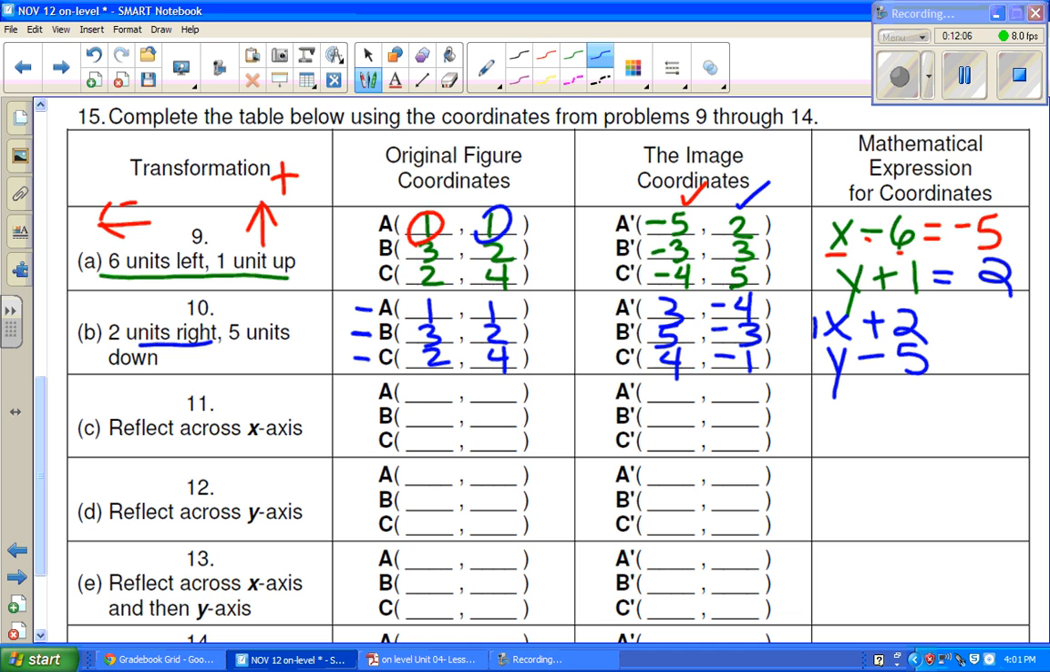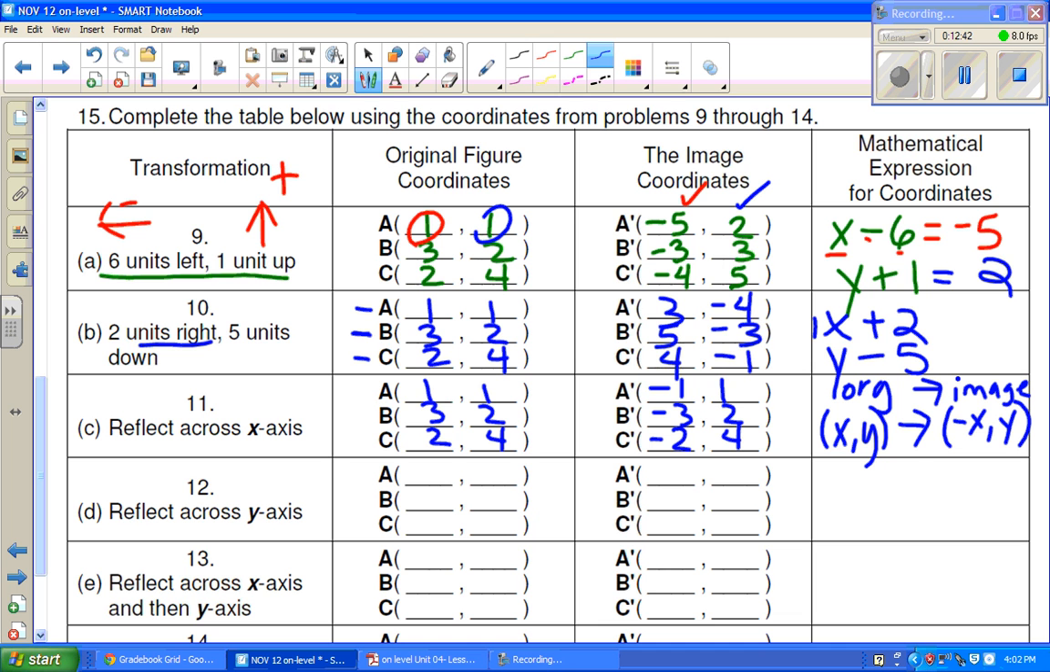So for number 12, the original coordinates once again were 1, 1, 3, 2, and 2, 4. Our new coordinates were negative 1, 1, negative 3, 2, negative 2, 4. Now take a look at this. Original to image. Our original was both positive. X and Y were positive. On the image, we just changed the sign of the X.